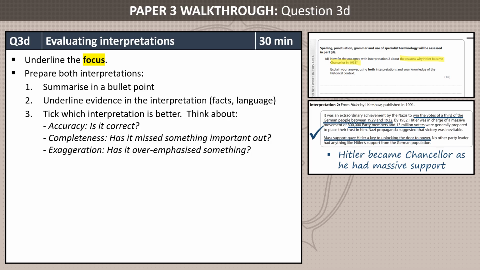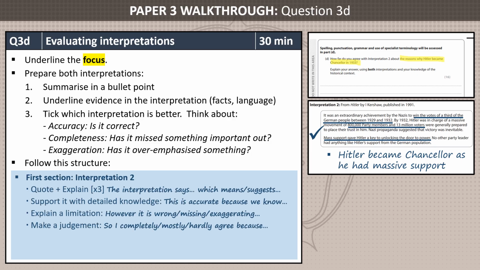Now this step of choosing our preferred interpretation is really important because it means that before we even start to write, we're absolutely clear on which one is the best interpretation. When I come to write, I'm going to follow a structure that looks like this. My first section will be about interpretation 2. I'll probably write 2 paragraphs here. First, I'll take a short quote from the interpretation and explain what it means. I will try to do that at least 3 times.